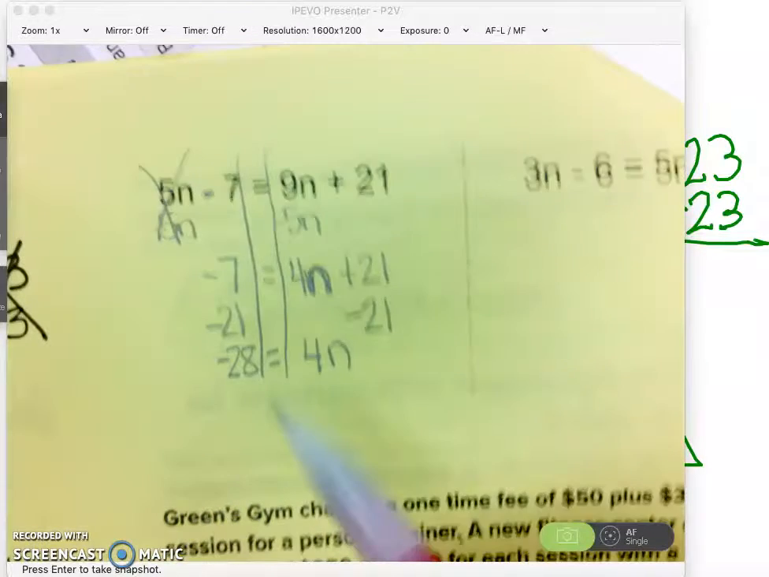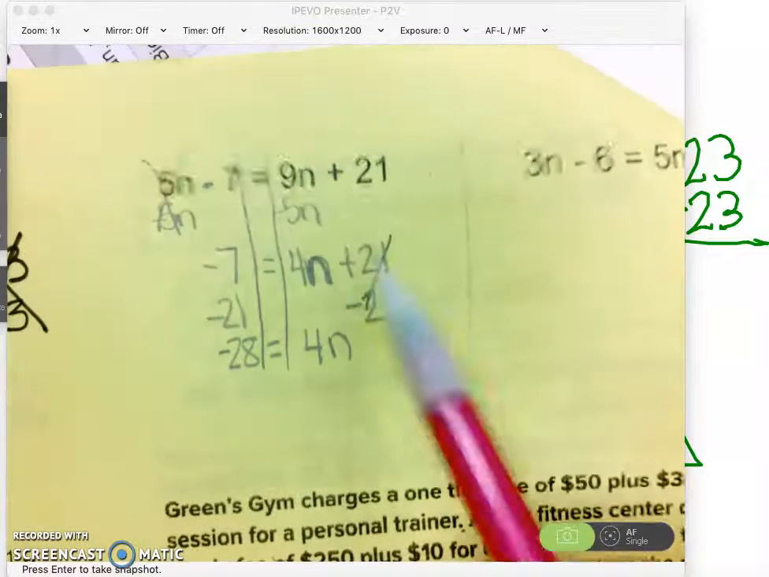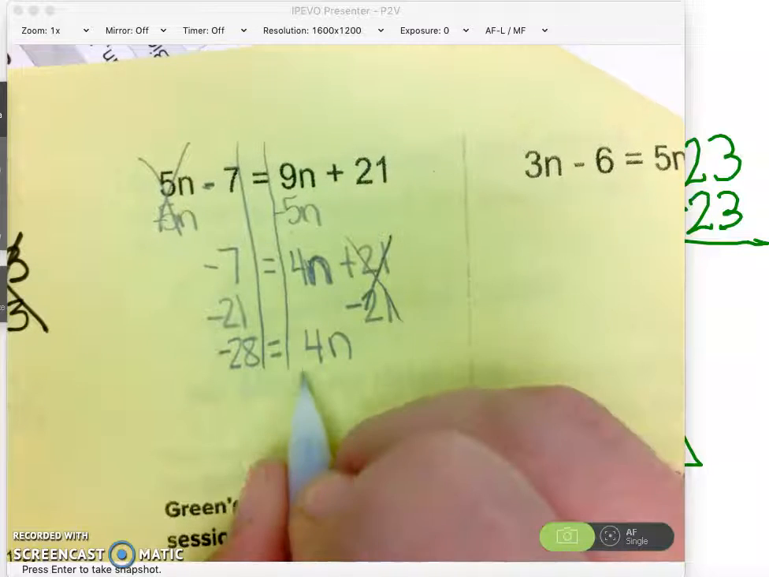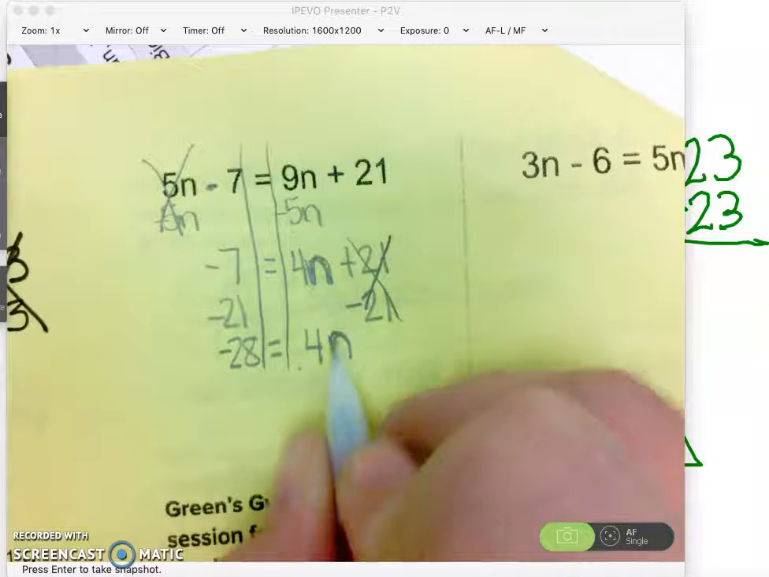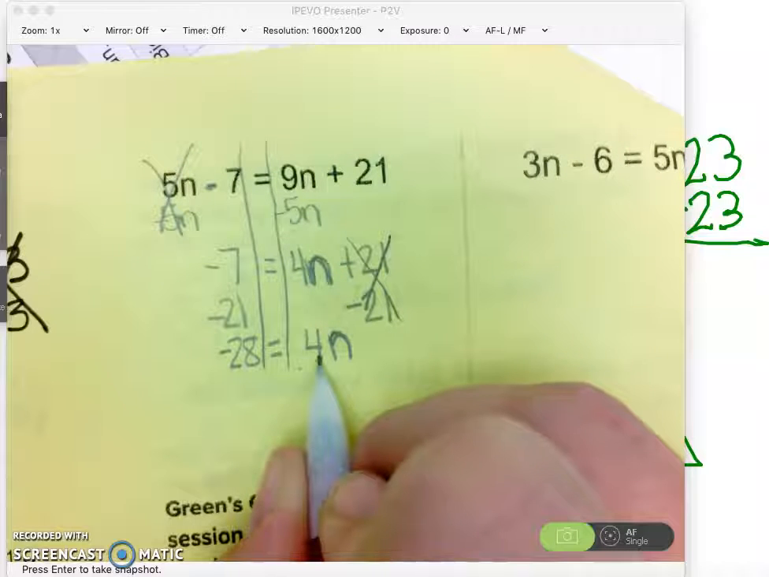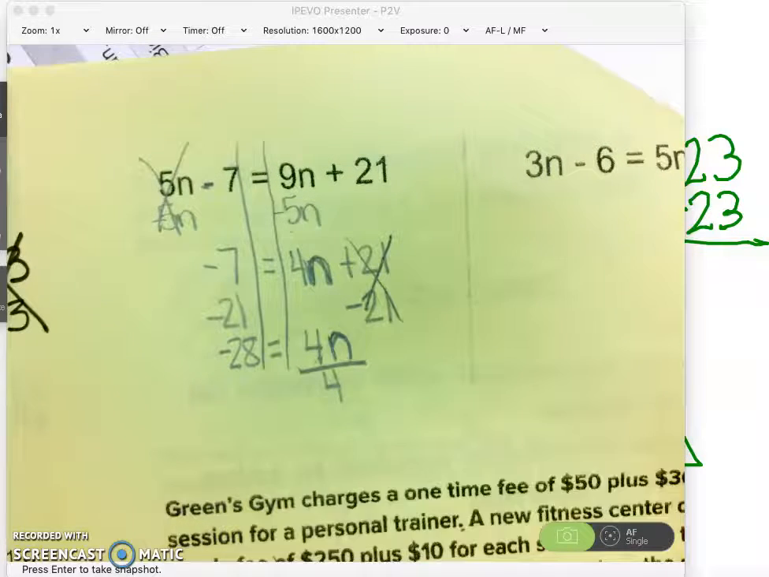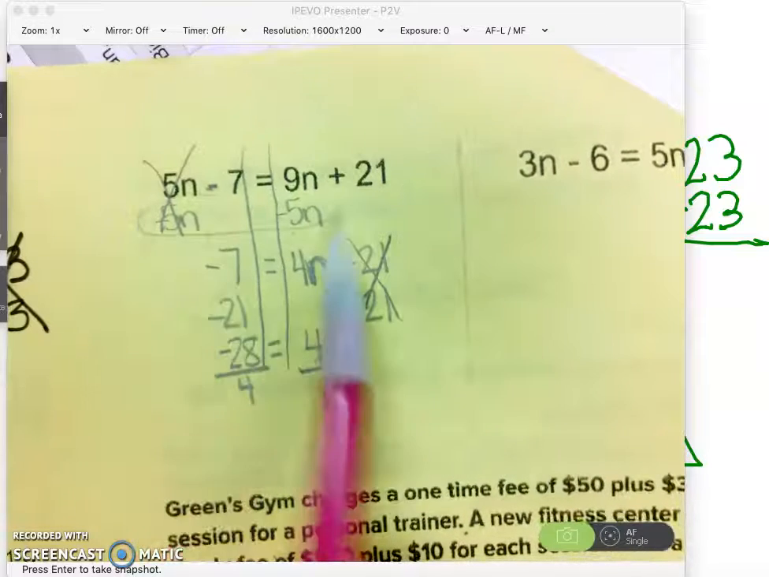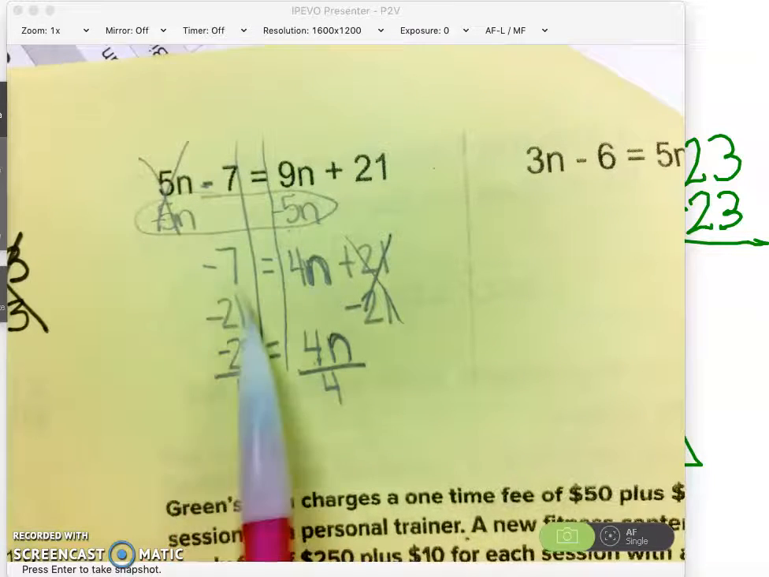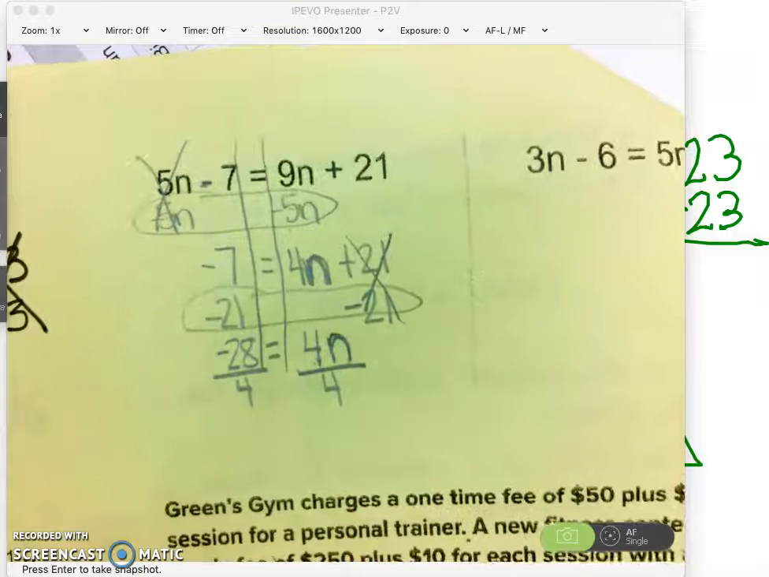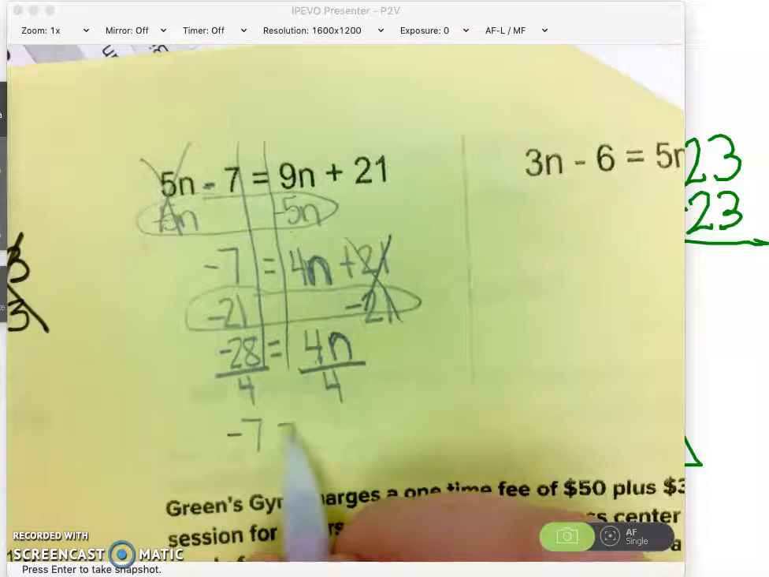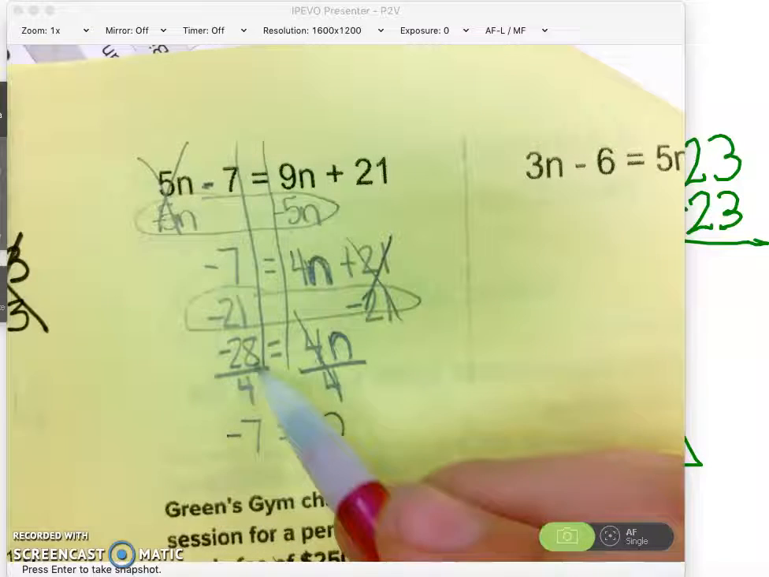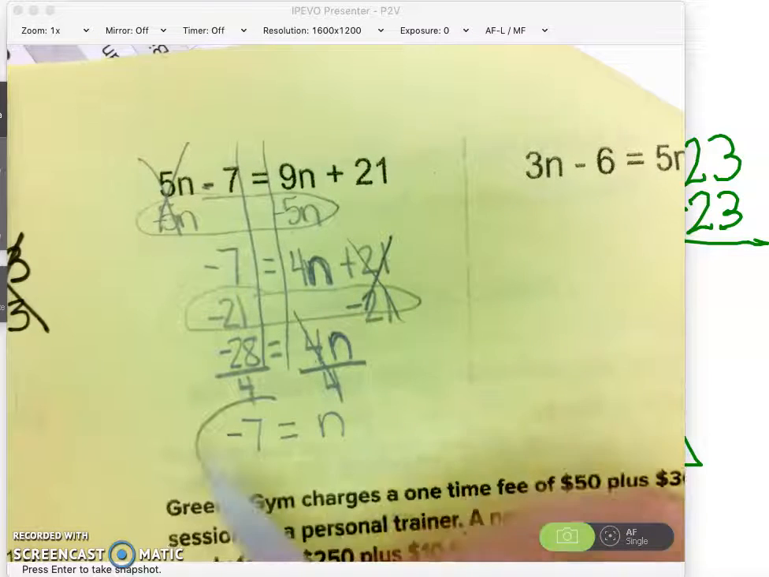Again, this is going to take you a little longer until we really get good with negative 7 minus 21. Use a calculator, check your answer. So what's happening to my n? I need to undo that by dividing both sides. Noticing that I have this on both sides. So negative 7 equals n. Then this, I'm just simplifying it down. Negative 28 divided by 4 is negative 7.